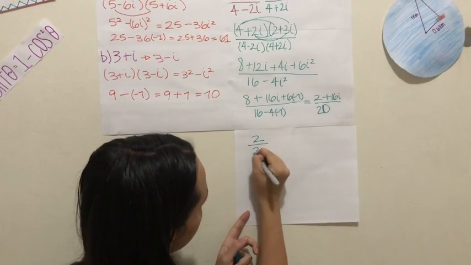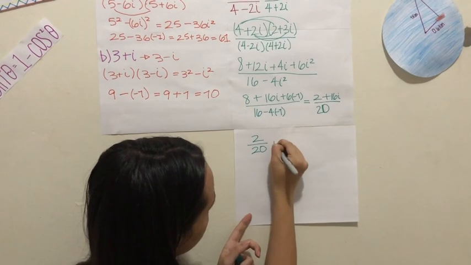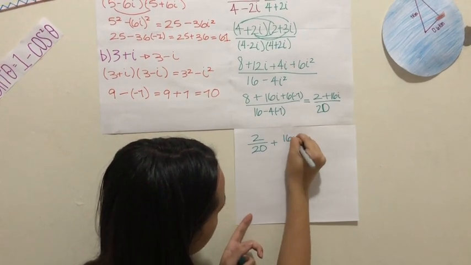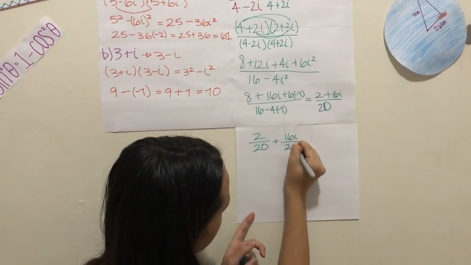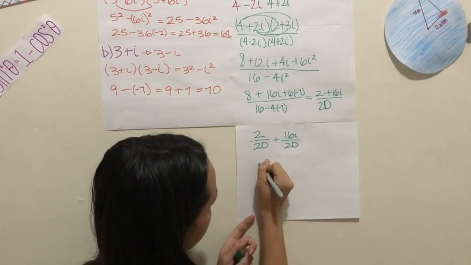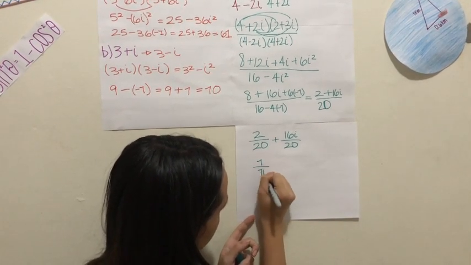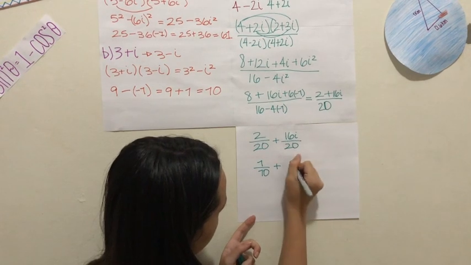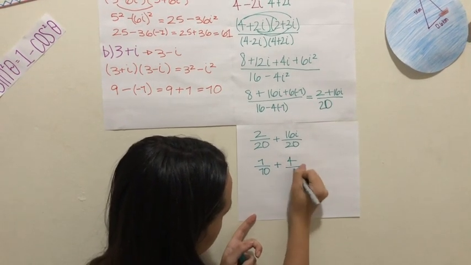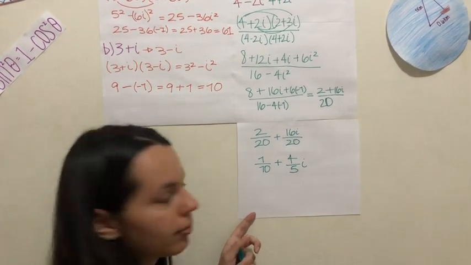Okay, so I ran out of paper, but it doesn't matter. I'm gonna keep going. So to put it in standard form, you need to separate it, the real number and the imaginary number. So then you have the fractions. All you need to do is simplify, and you get your answer. It's 1 over 10 plus 4 over 5i.